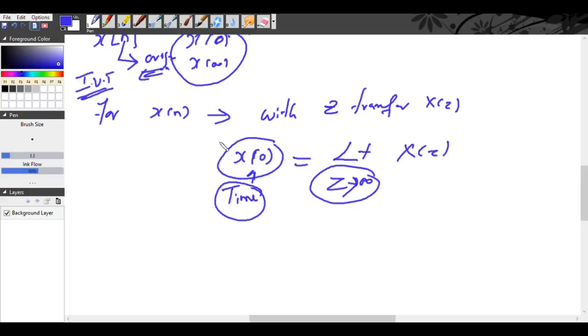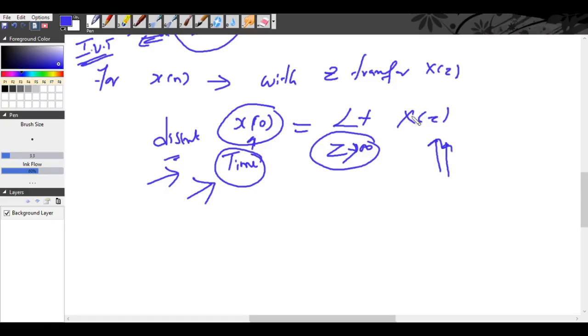Look, the x of 0 is a discrete time sequence. So be very sure that this is in the time domain, and this is in the z domain. That is one type of complex frequency domain. Here the frequency domain value when z tends to infinity, that is the infinite point, will correspond to the discrete time sequence value at the origin. It's a very beautiful property because it simplifies any complex situation. Okay, so I am going to use this particular property.